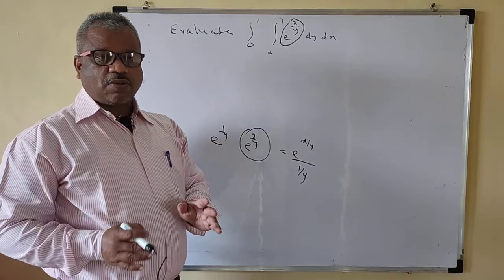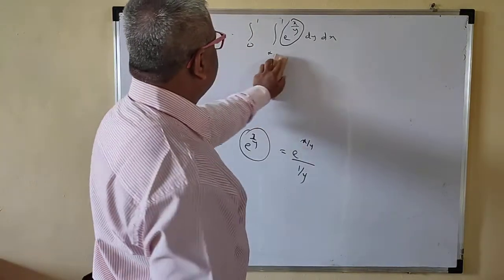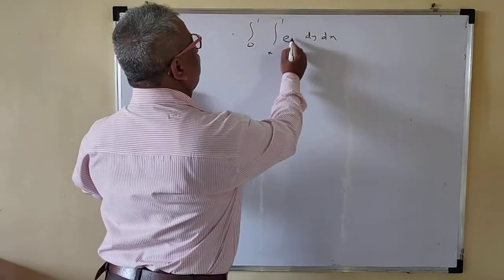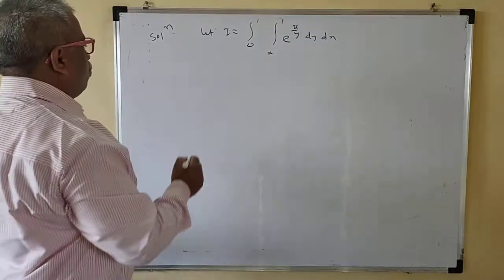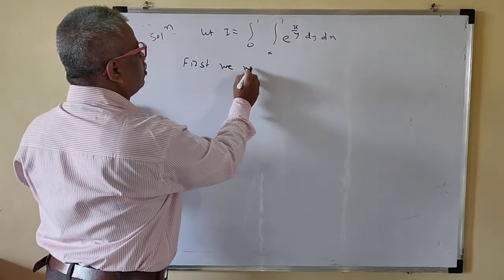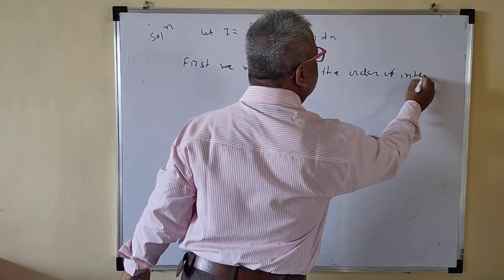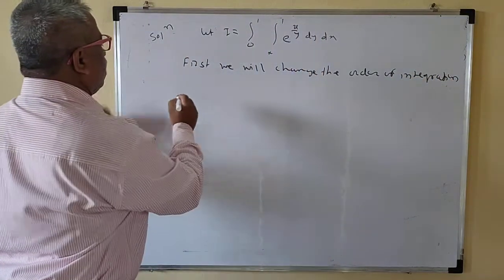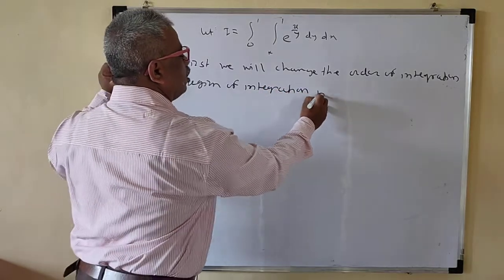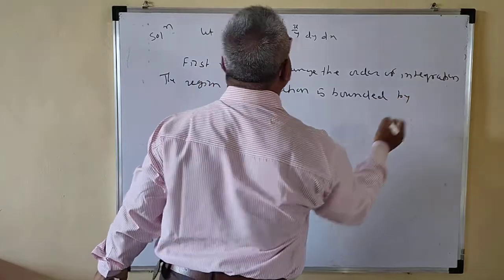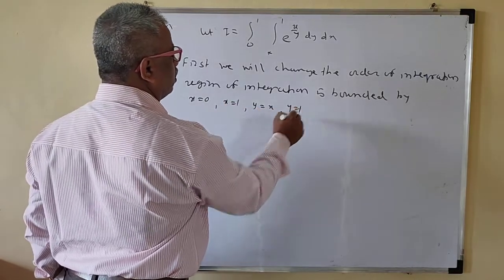So this is a problem where we have to change the order of integration. What we do is first change the order of integration and then we can solve it. So the solution: let I be equal to this integral of e raised to x by y. We will change the order of integration. The region of integration is bounded by, these are the limits of x, so x is equal to 0, x is equal to 1, y is equal to x, y is equal to 1.